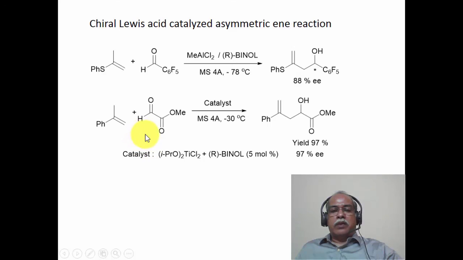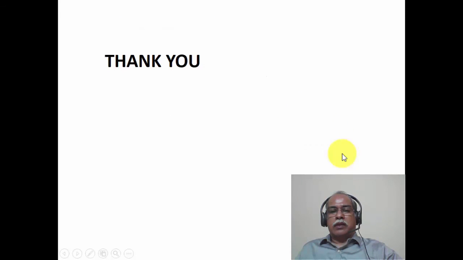Another example of a chiral Lewis acid catalyzed ene reaction is using titanium isopropoxide and binol. Here the titanium isopropoxide essentially exchanges with the binol to give a binol titanium complex kind of product. Methyl glyoxylate is the enophile, and alpha methyl styrene is the ene component, resulting in the formation of this compound in 97% chemical yield, with 97% enantiomerically pure homoallylic alcohol produced in this particular instance.